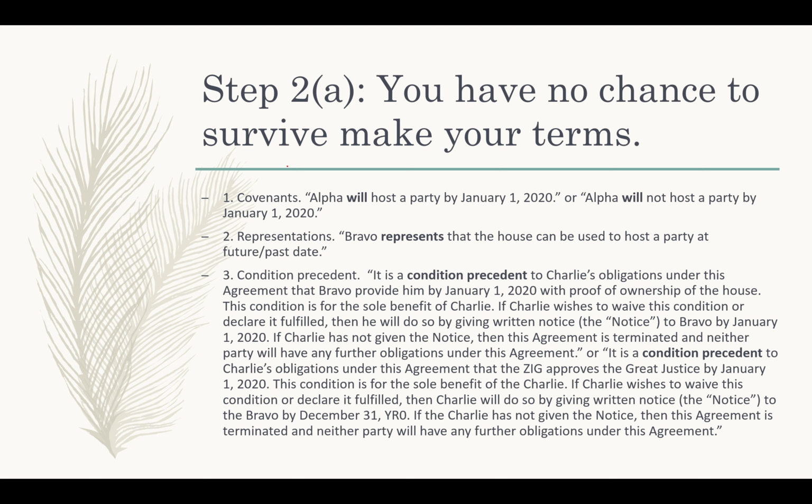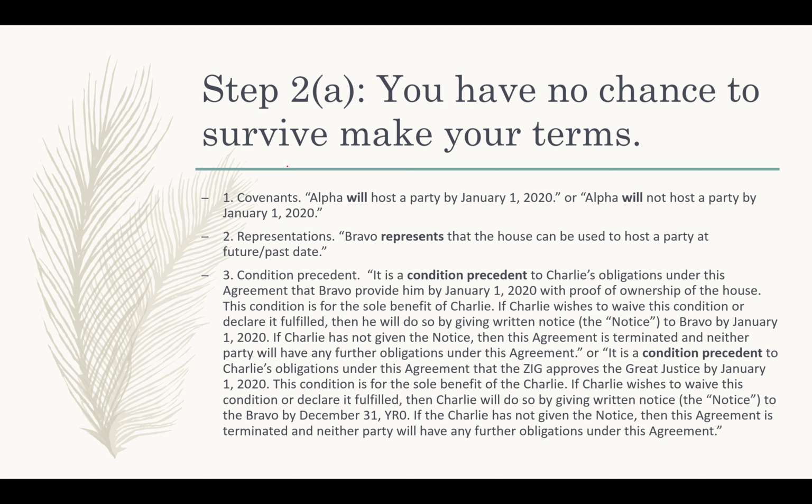Representations basically confirm a state of affairs exists. So one party might represent that the widgets are in good working order or not subject to claims, and then the other party relies on the accuracy of that representation. So, for example, the builder represents the house can be used to host a party, etc.